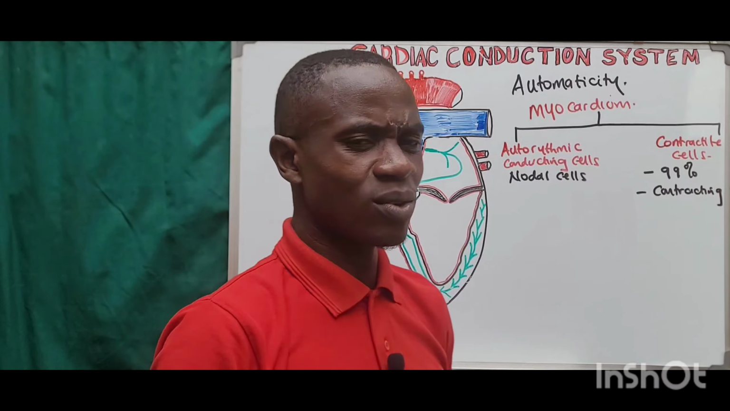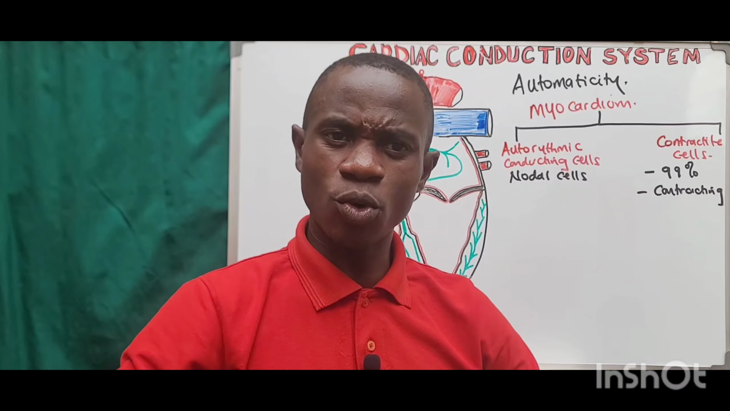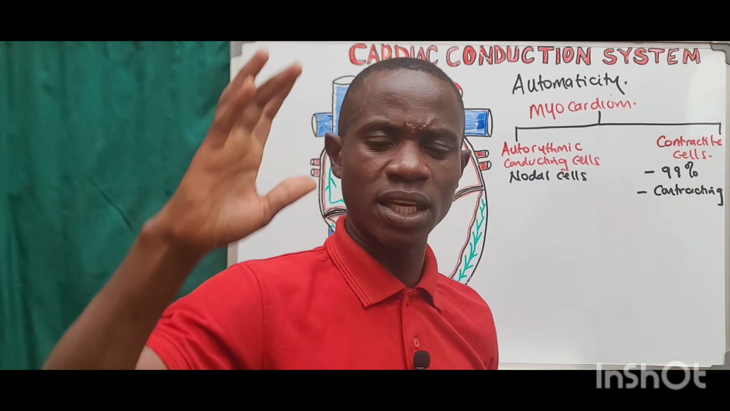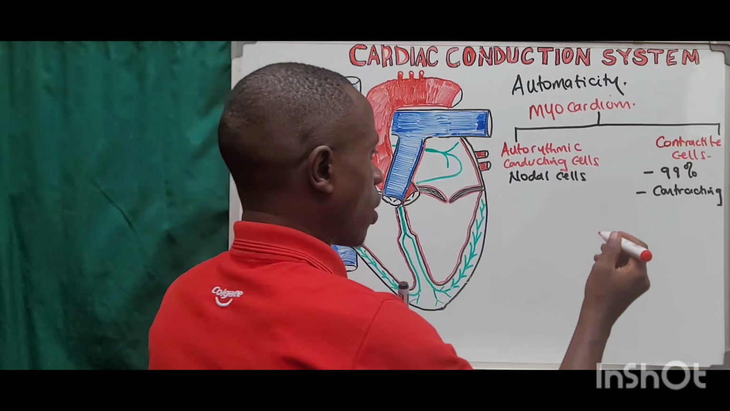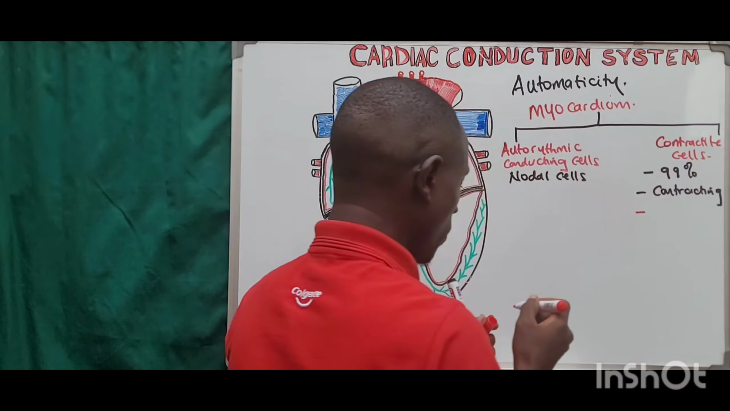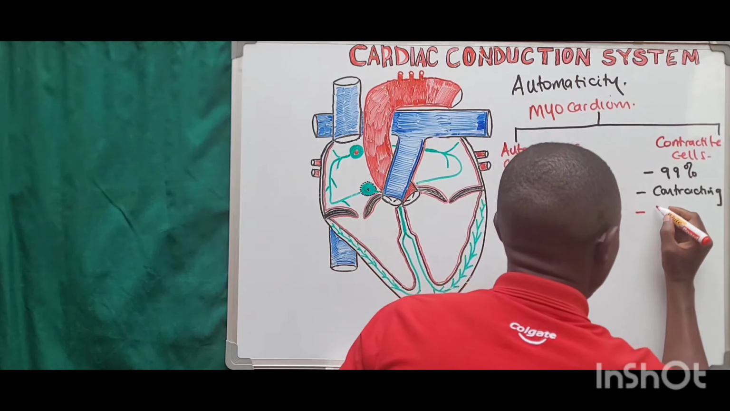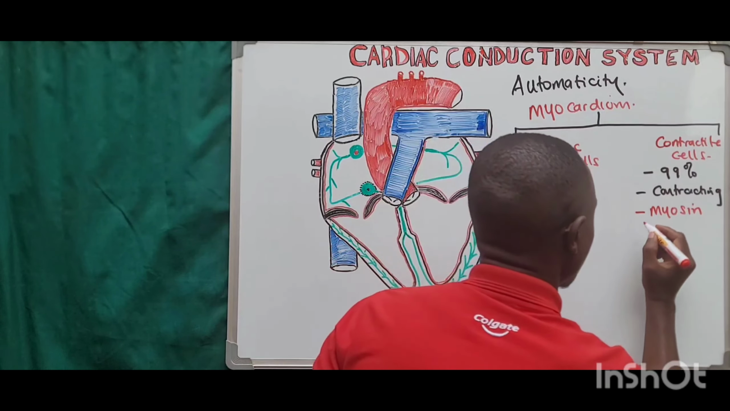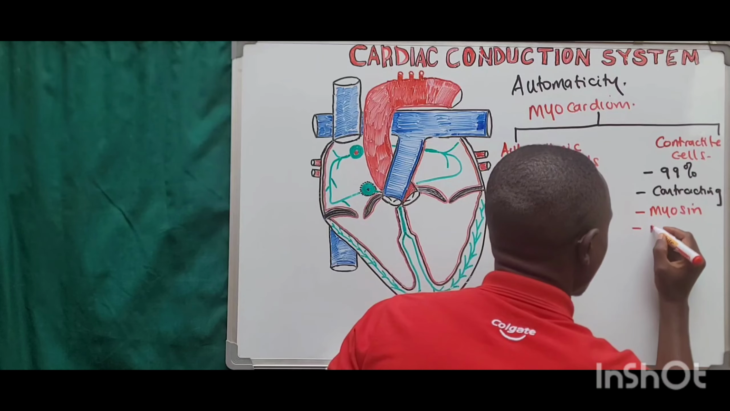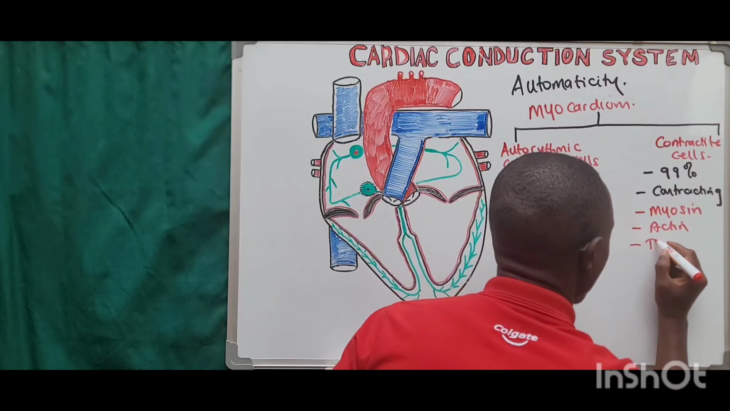These cells contain a number of different contractile proteins. What are some of these contractile proteins that are part of these contractile cells? They contain the following: the thin filament and the thick filament, which we call myosin, and the actin. They also contain proteins like tropomyosin.